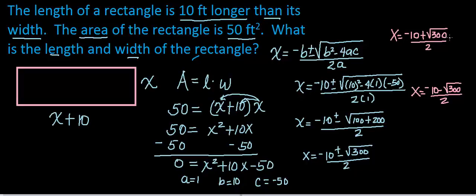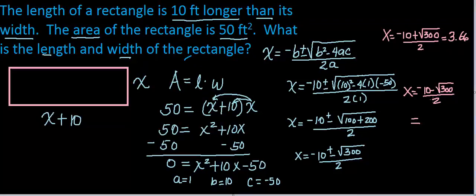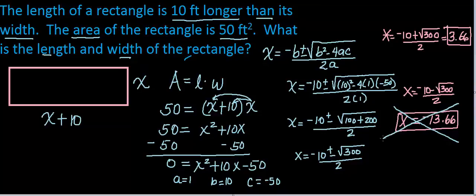So let's see what we get. This x gives you 3.66. For this value of x, you get -13.66. Okay, so now you have two solutions, and you have to choose one. Since we're talking about a rectangle, physically, distances cannot be negative. Therefore, I am going to discard the negative solution and use the positive solution.